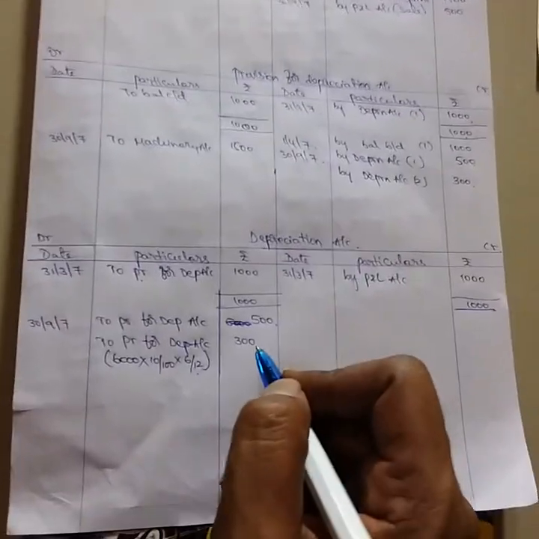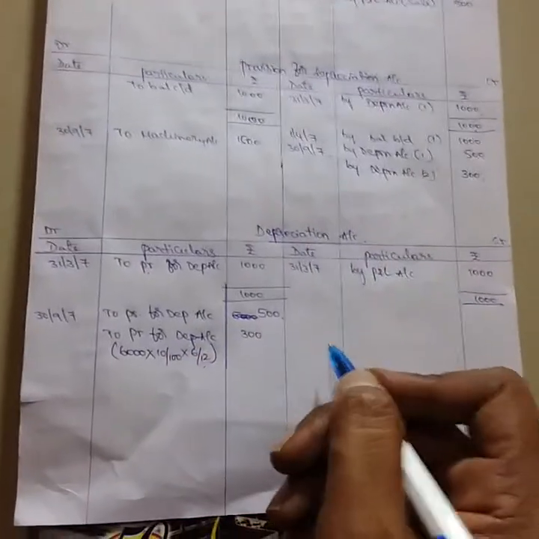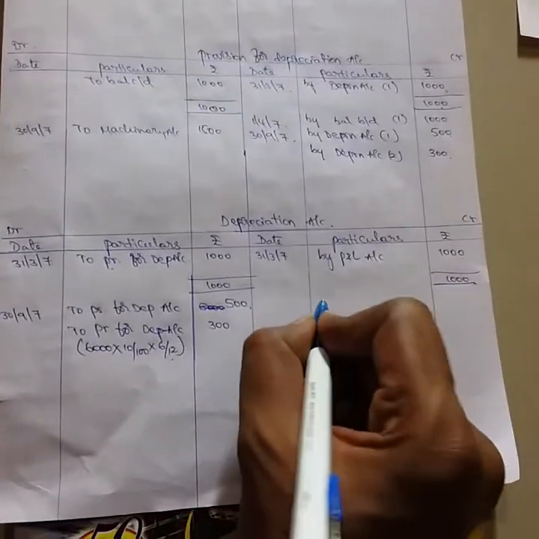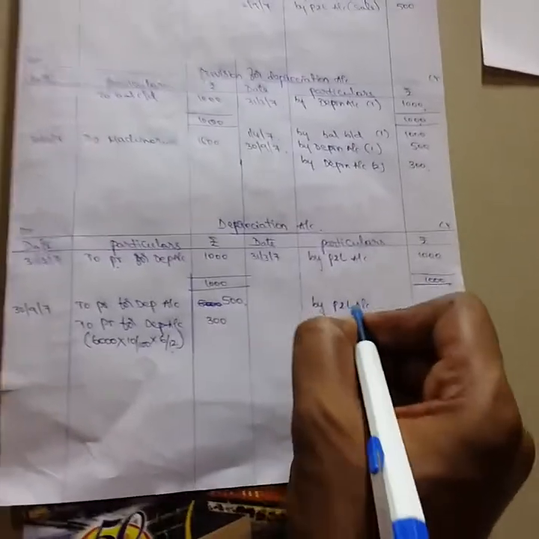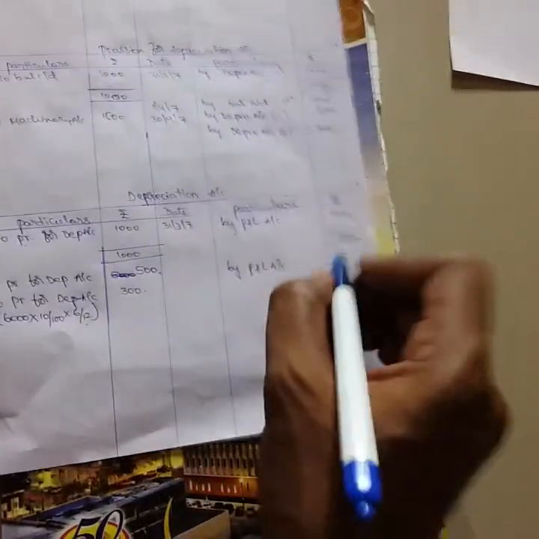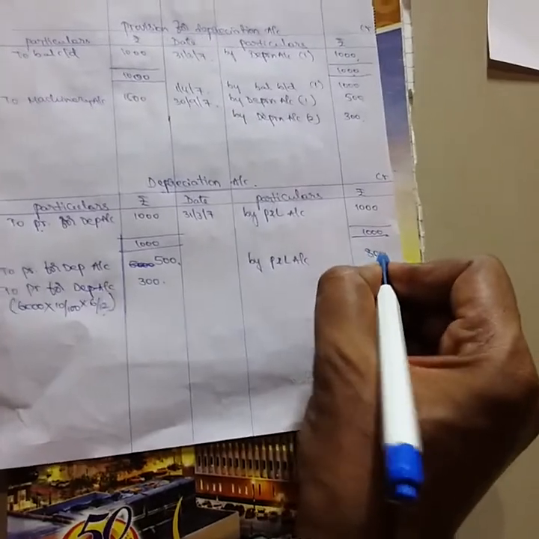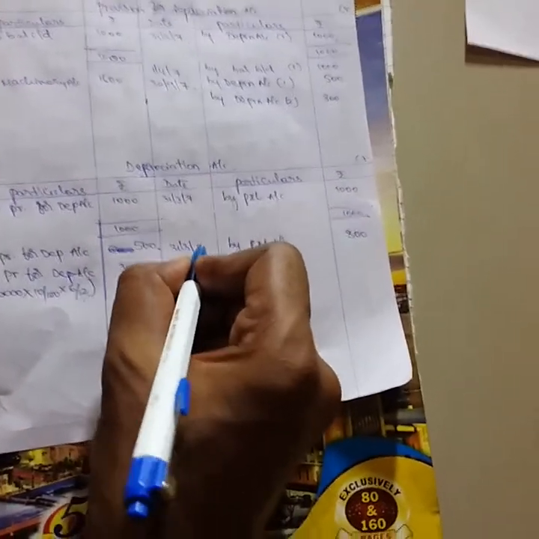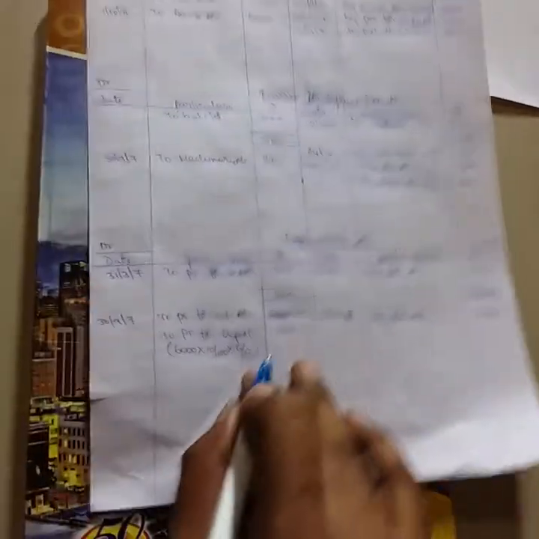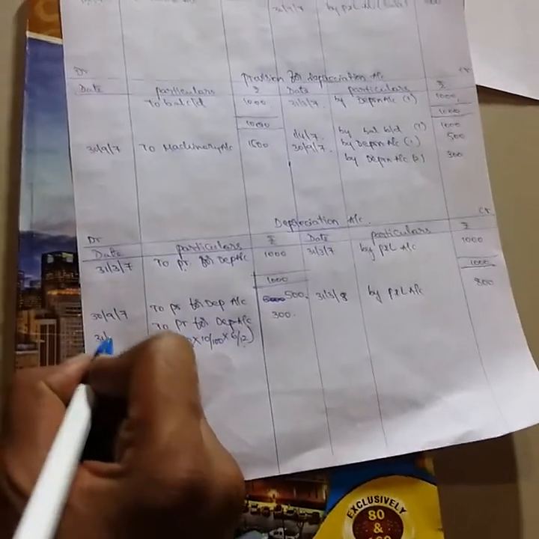Next, transfer depreciation to profit and loss account. Journal entry: P&L account debit, depreciation credit side by profit and loss account. Second year total depreciation is 500 plus 300, which is 800. This depreciation should be charged on 31st/3/2008.